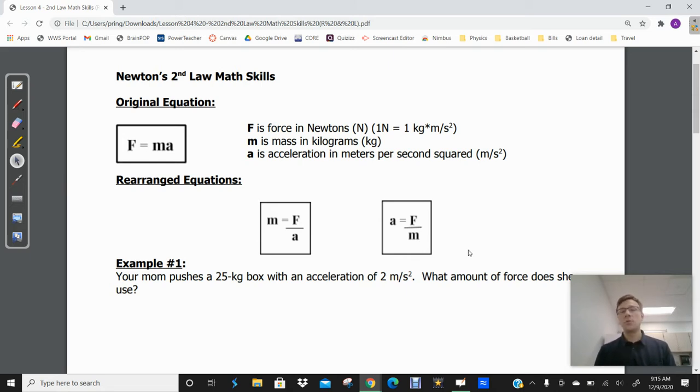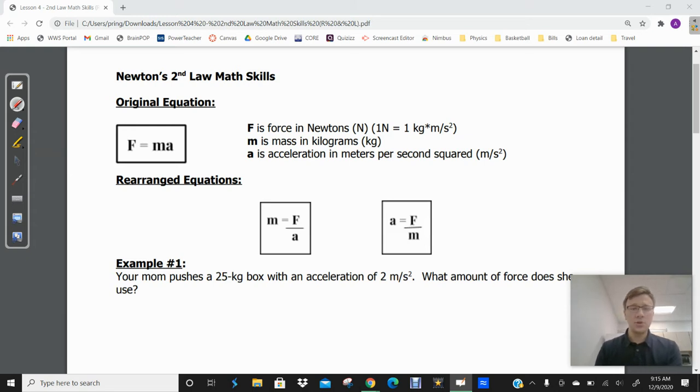Today we're going to be talking about math problems that have to do with Newton's second law. So you should have already gone over the notes for Newton's second law, but let's review the equation that explains it. Newton's second law states that a net force will cause acceleration, and so the equation for this is F equals ma. F is the force that's applied to an object, m is the mass of the object, and a is the acceleration of the object.